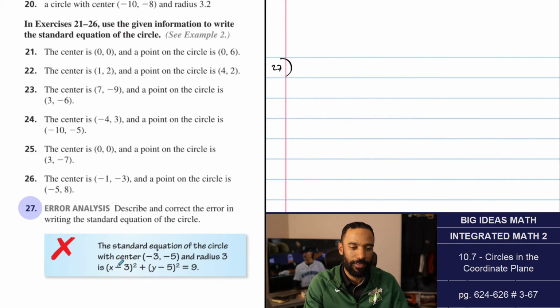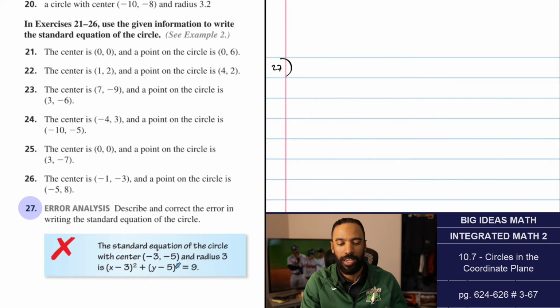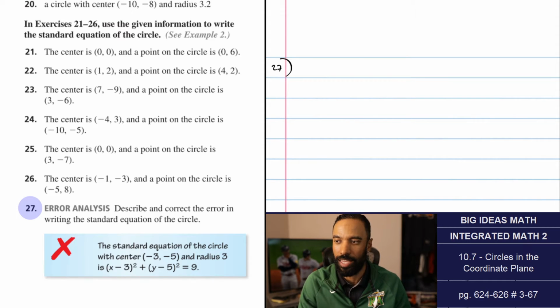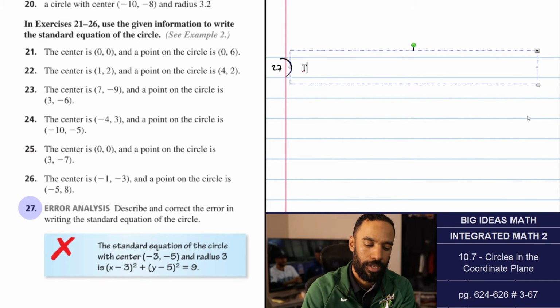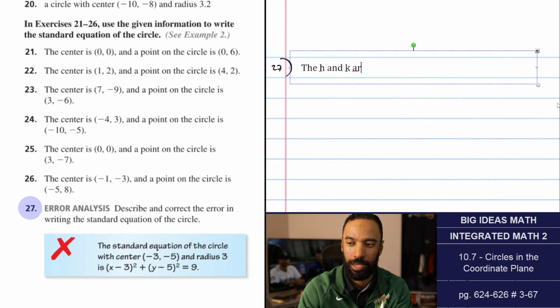-3, -5 has the x minus 3 and y minus 5. The radius is 3. The r squared is 9. That part's correct. The problem is the signs got to flip inside the equation. The h and k appear as opposite signs in the equation.